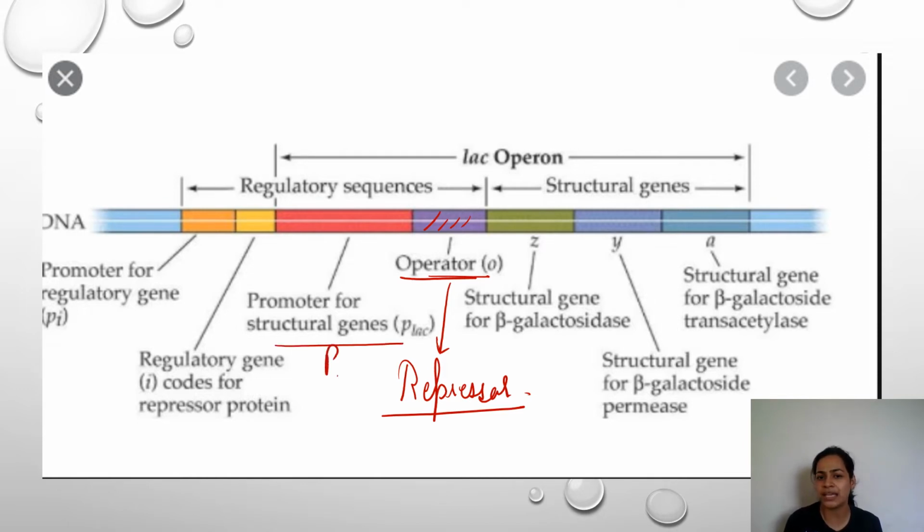This is called P-LAC, that means the promoter for the genes responsible for lactose metabolism. Upstream to that we have a regulatory gene that codes for the repressor protein. It is represented by small i, and then we have a promoter for this regulatory gene. All these are regulatory sequences. From the promoter for the Lac genes to the end of the Lac genes, this entire region is called the Lac Operon. So this is the general structure of a Lac Operon.